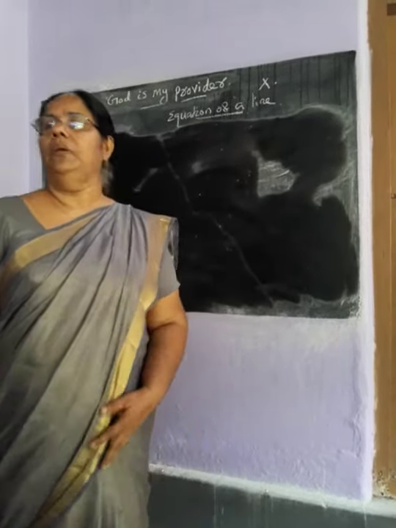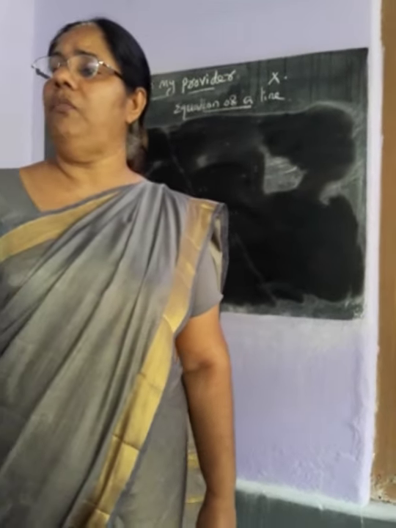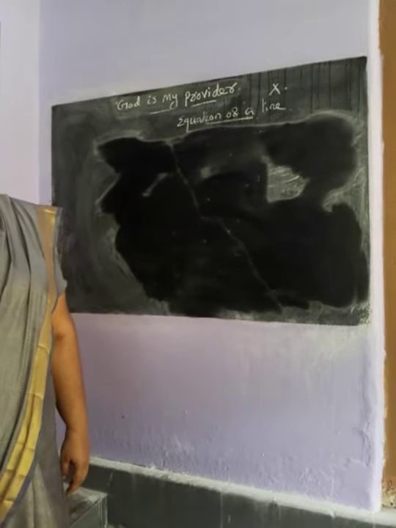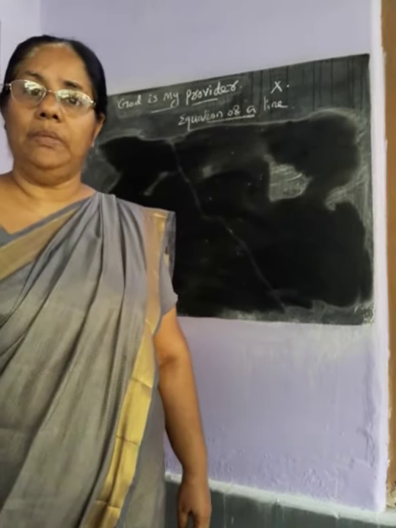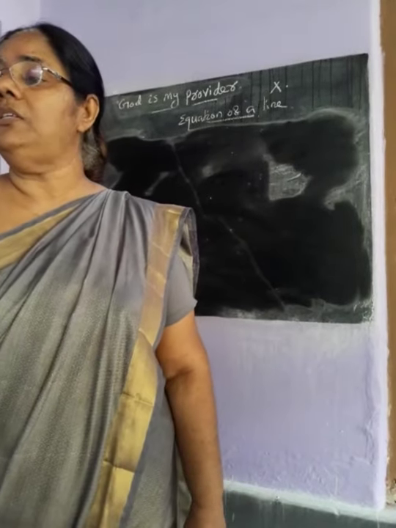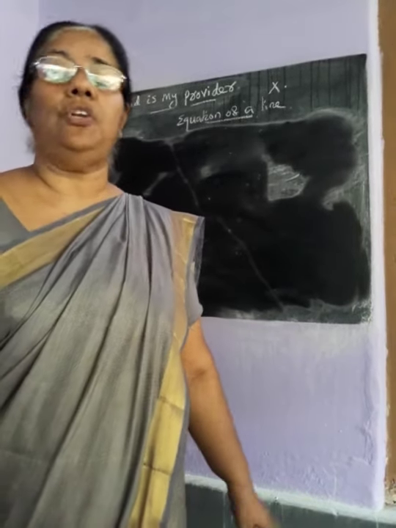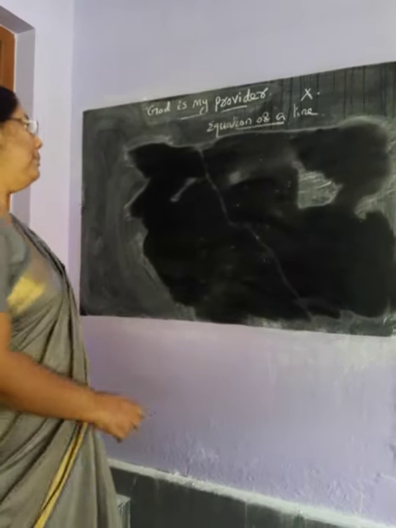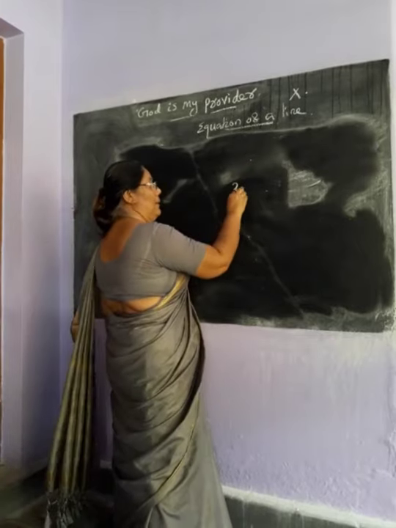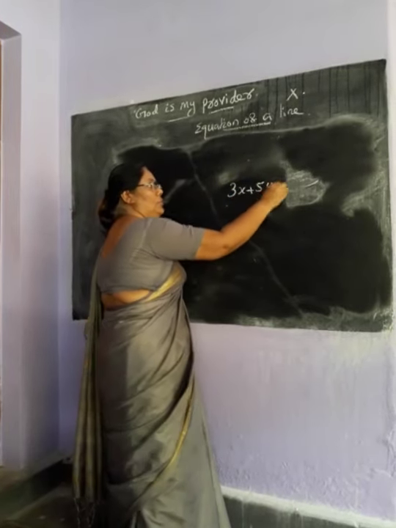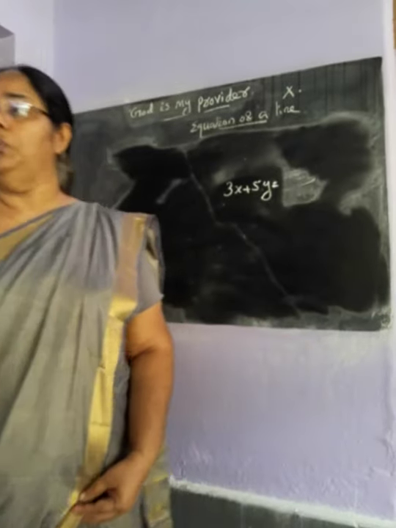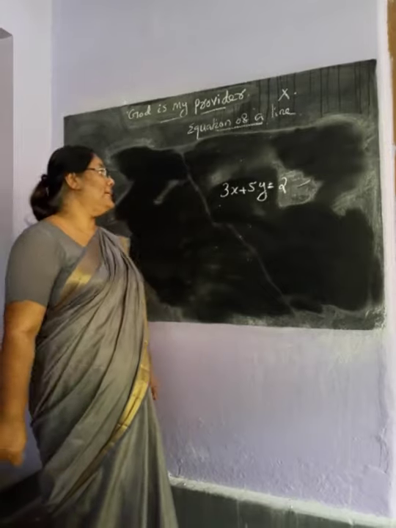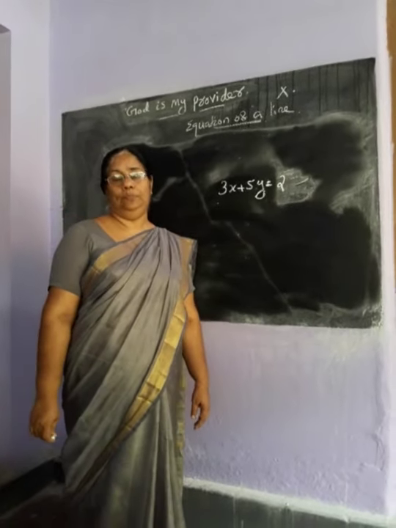Look here. Any point which satisfies the equation of a line lies on the line. What's the theorem? Any point which satisfies the equation of a line lies on the line. One example: 3x plus 5y equal to 2.